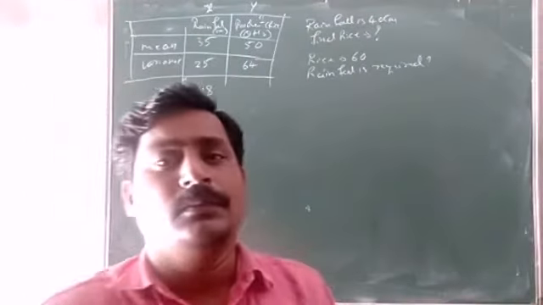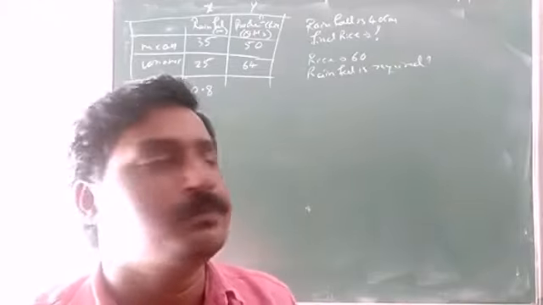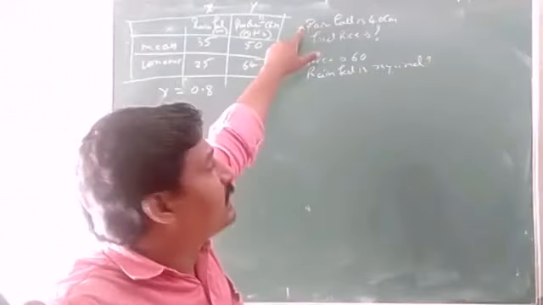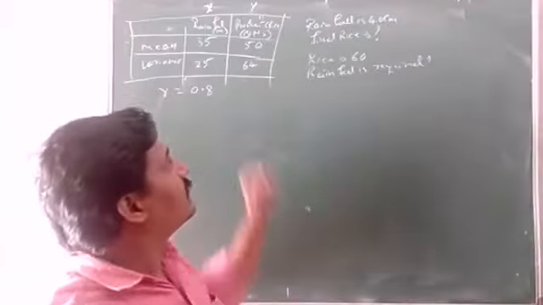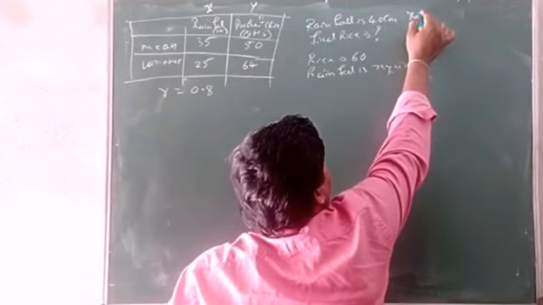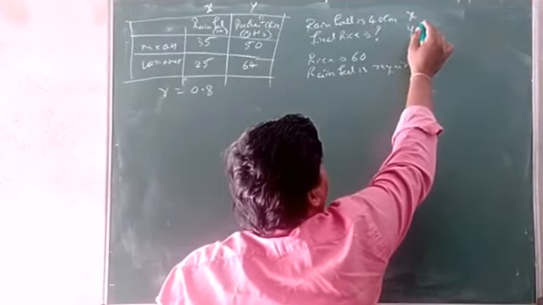Okay. So come to the first question. Here rainfall is given. Rainfall is x. So x is given here. We have to identify y.